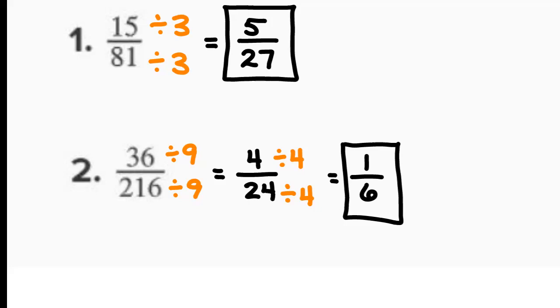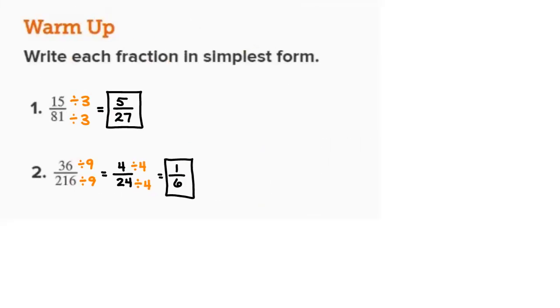But if you wanted to know what was the biggest thing that goes into both of these, the numbers that you divide by here, if you multiply those together, that will give you the biggest thing that would go into those. What is 9 times 4? 36. So 36 goes into both the top and the bottom. Do you guys have any questions for me on the warm-up?